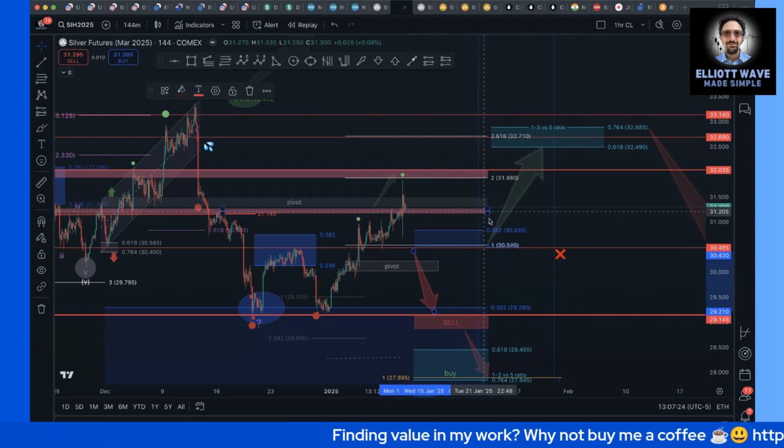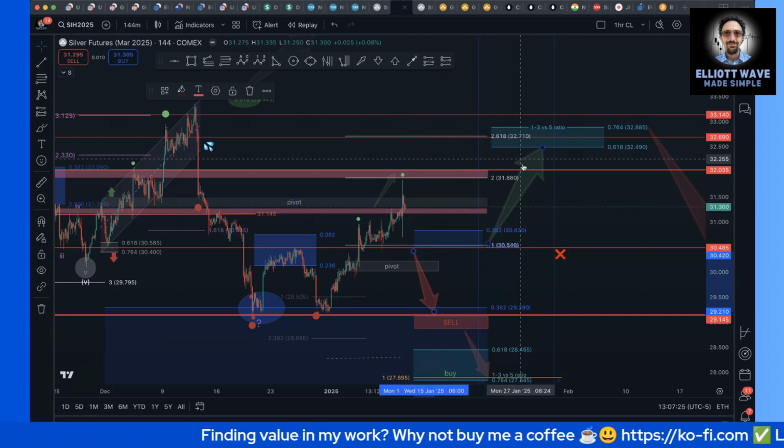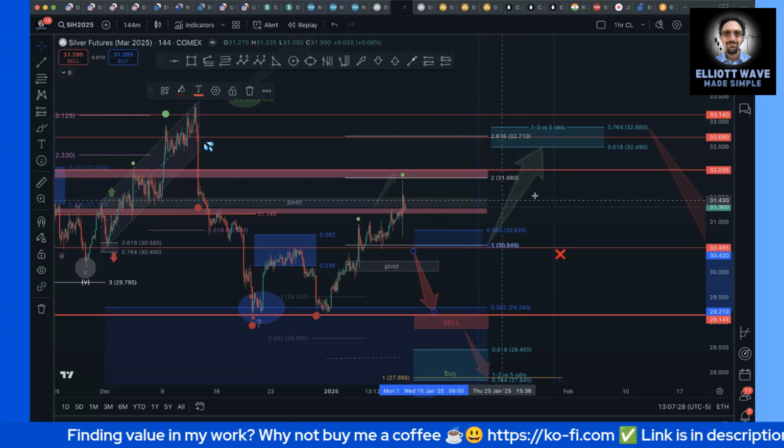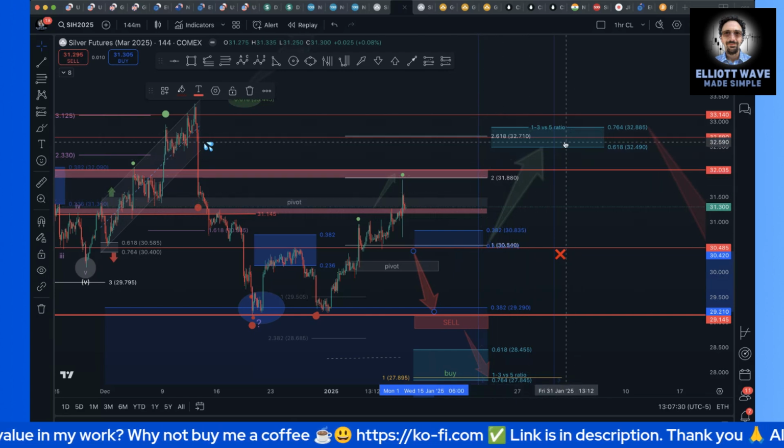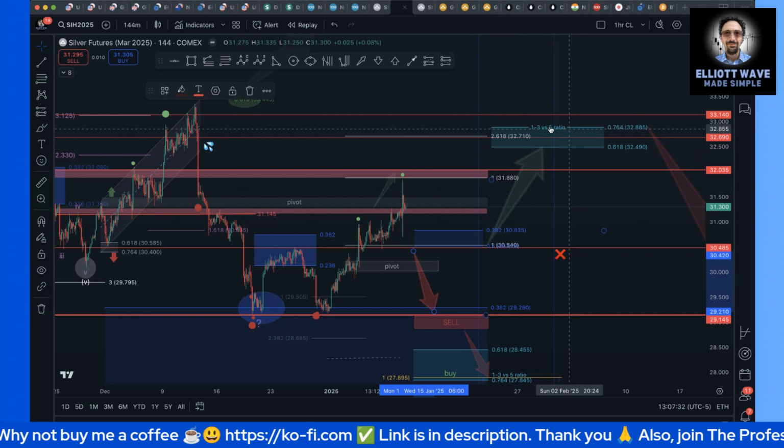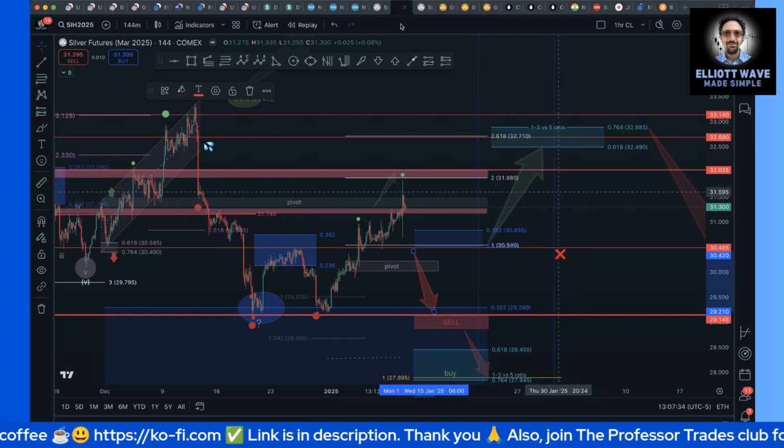5 up, 3 back, a wave 3, then a wave 4 that, I don't know, we'll see where it holds. And then boom, final terminus up here. Okay, that's silver.